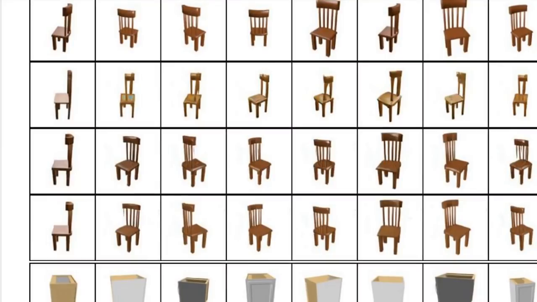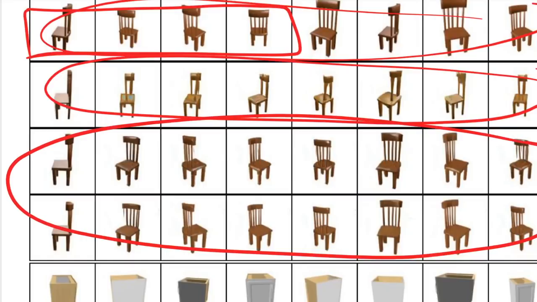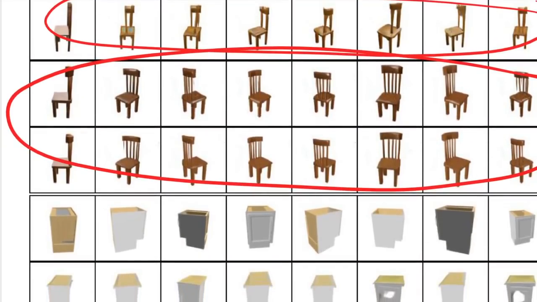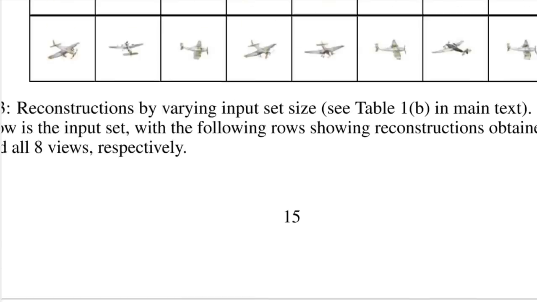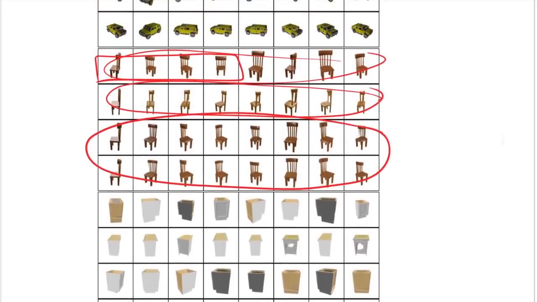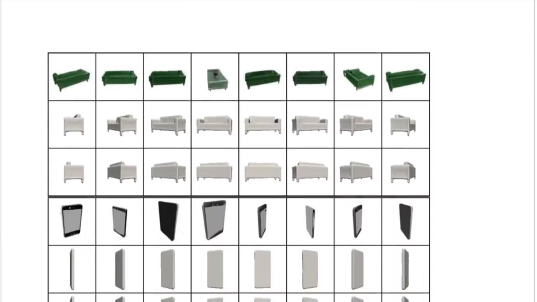So the top row, I guess, is the input. This row is when you just have 4 different views, so I guess just the first 4 or something like this, as input. And the bottom one is when you have the full 8 views. And you can, I guess, see, or even more, that this increases with the number of views. So the accuracy of this identity increases the more views of the set you input.